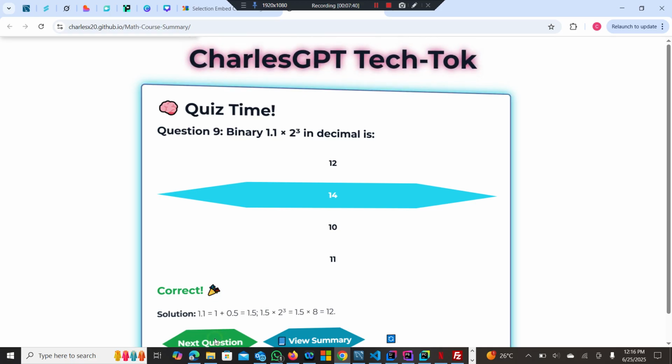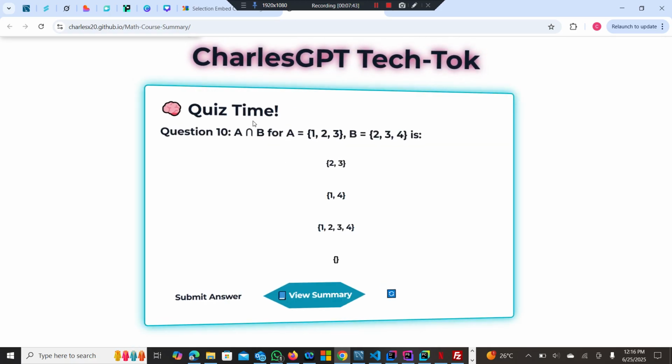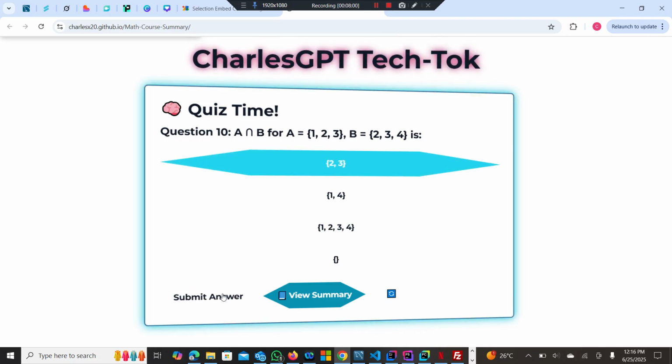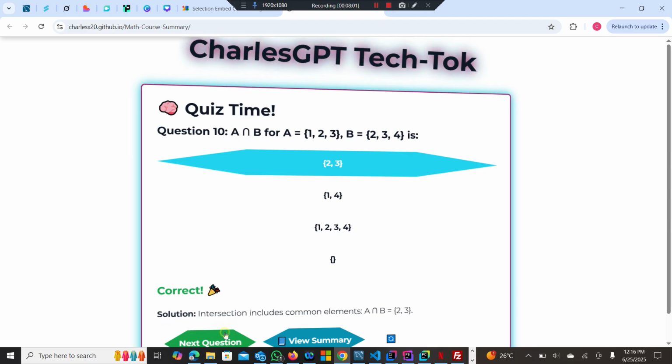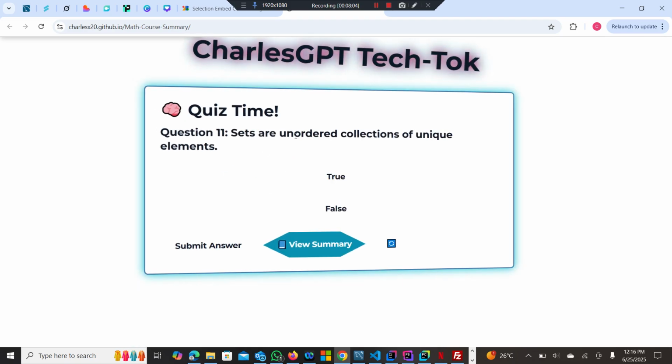Oh, yeah. So A intersection B, for A 1, 2, 3, B 2, 3, 4. I think intersection would be 2 and 3 because it's here and also here, so it's 2 and 3. So I mean it's correct. Next. Sets are unordered collection of unique elements. Yeah, true.